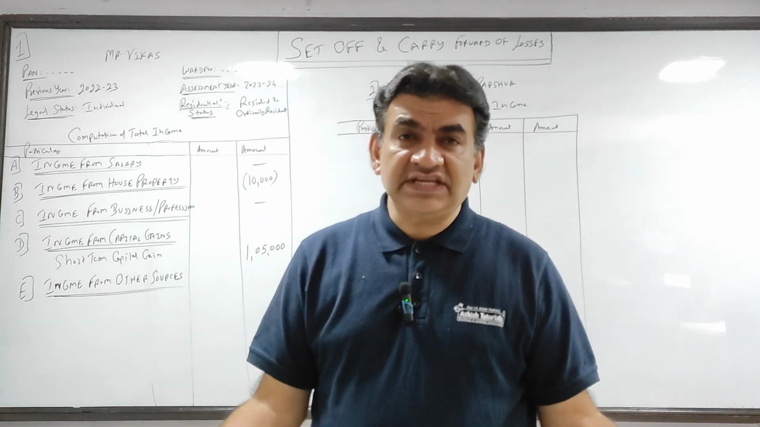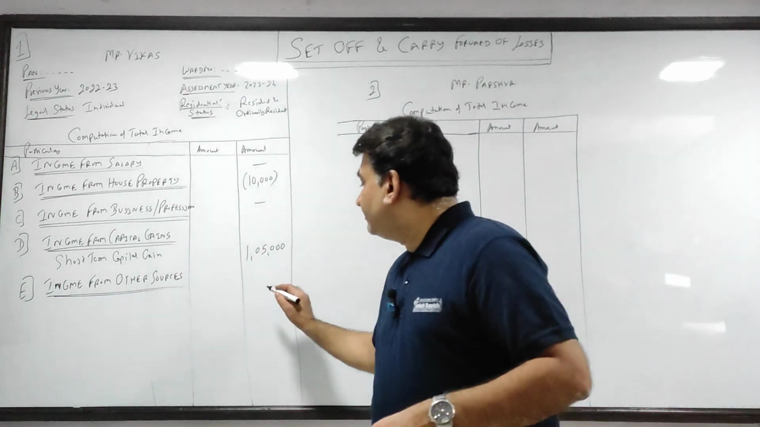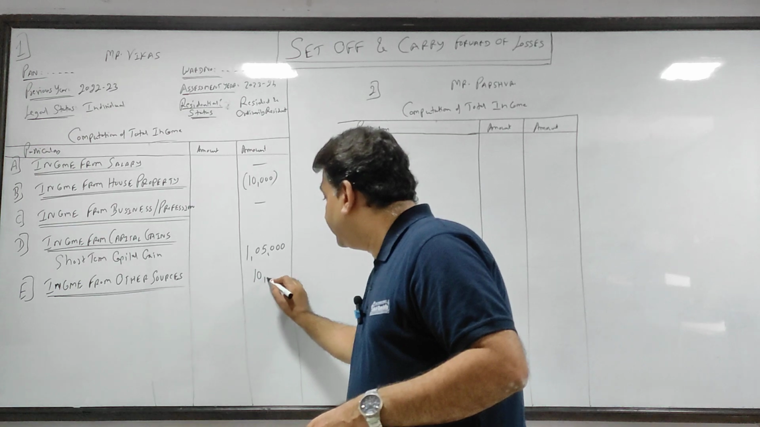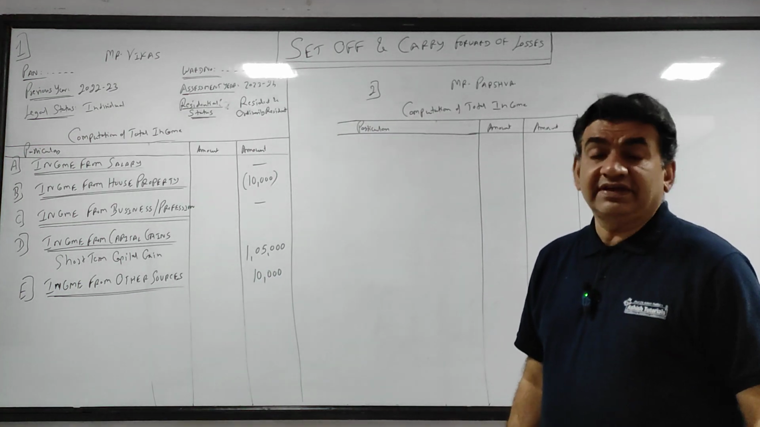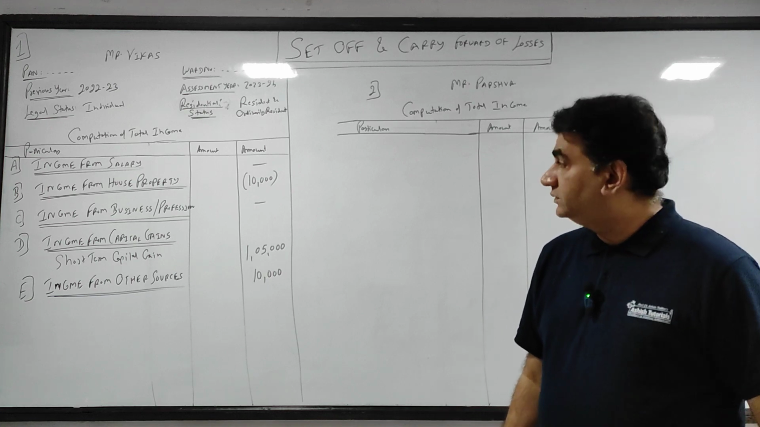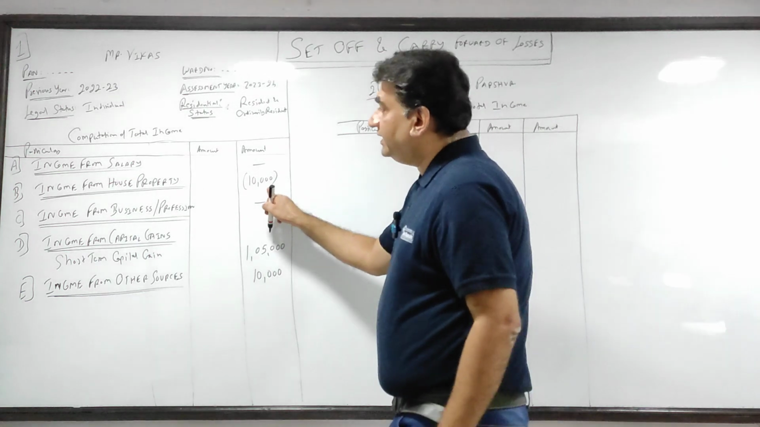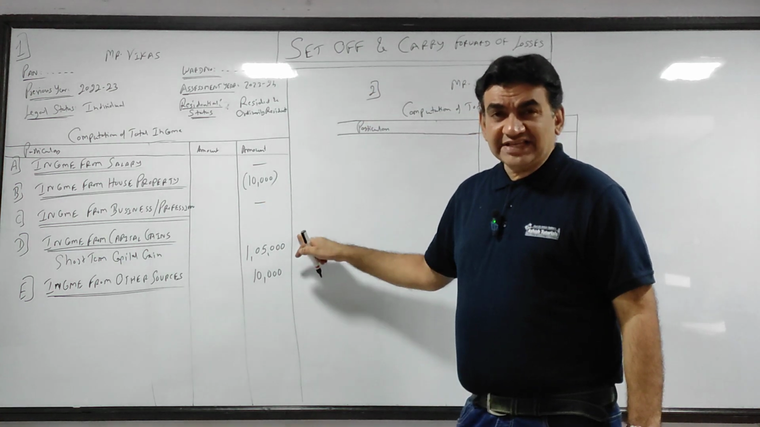Anyway, there is no loss so it doesn't matter. So income from other source, I will straight away write here 10,000. Got it? Now what I told you. Why did I write this 10,000 negative? Because I can set it off.